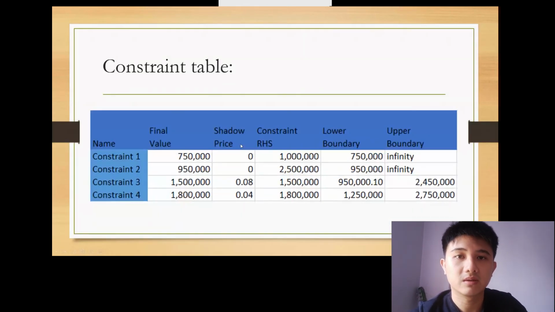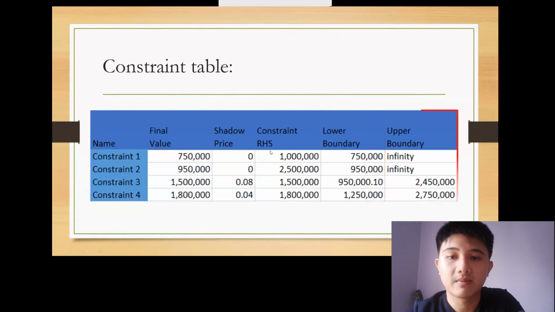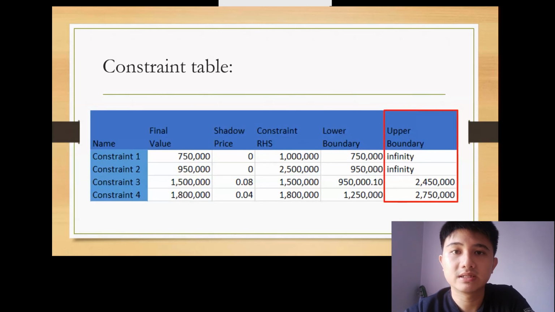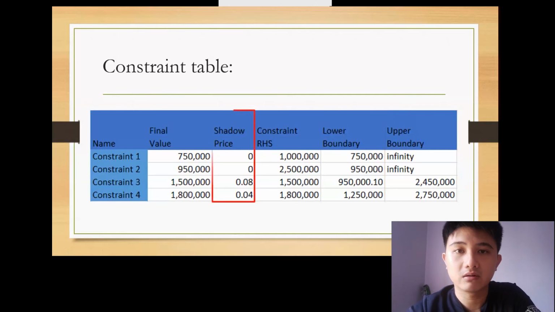Next, we will see about the changes in right-hand side value of constraint. This is the constraint table of the question, and we can see in the table there's final value, shadow price, right-hand side value, lower boundary, and upper boundary. Lower boundary means that the right-hand side value cannot be lower than this amount, and upper boundary means that the right-hand side value cannot be more than this amount. Next, what is shadow price? Shadow price is the change in the total profit when the right-hand side value increases or decreases by 1 unit.